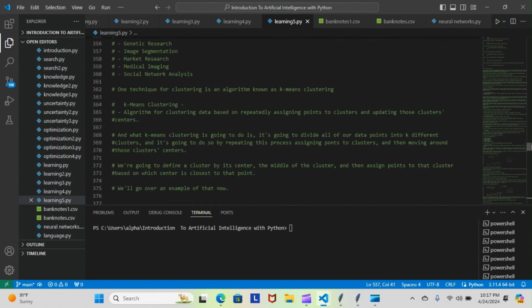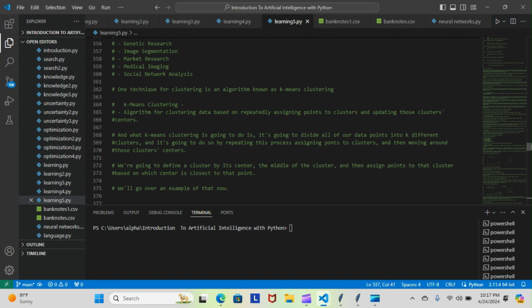And one technique for clustering is an algorithm known as k-means clustering. K-means clustering is an algorithm for clustering data based on repeatedly assigning points to clusters and updating those cluster centers.